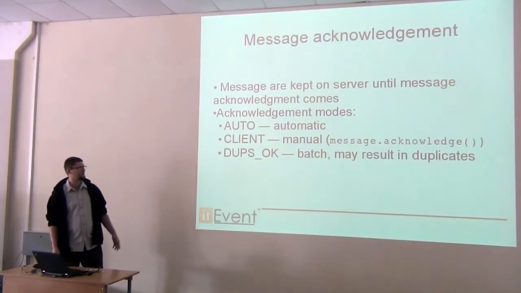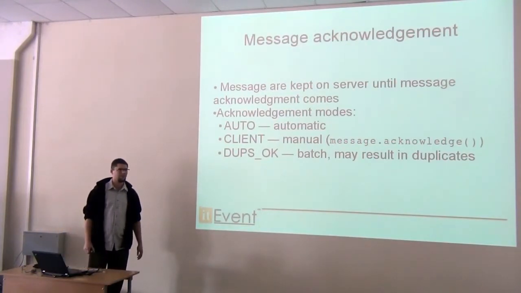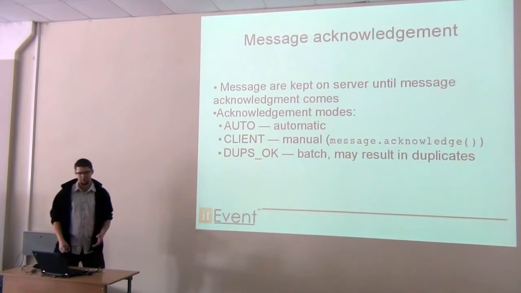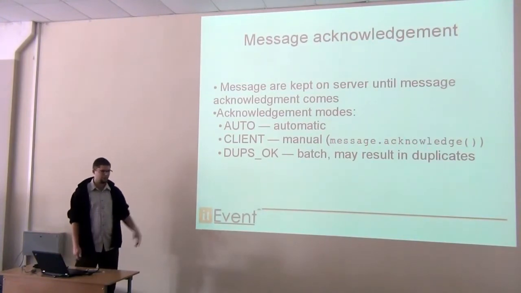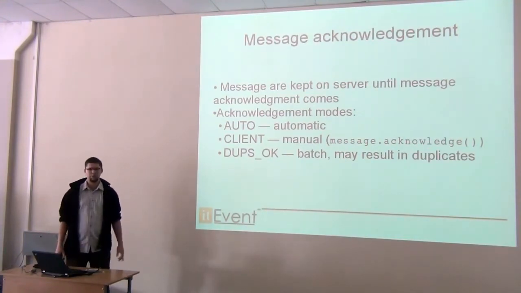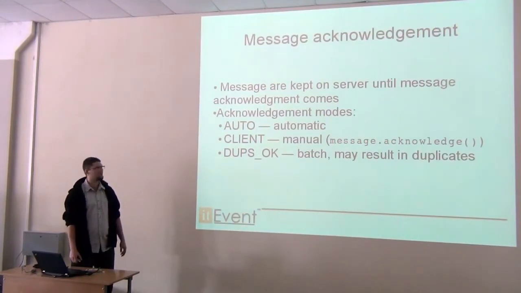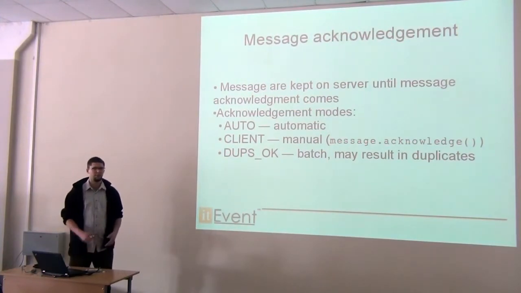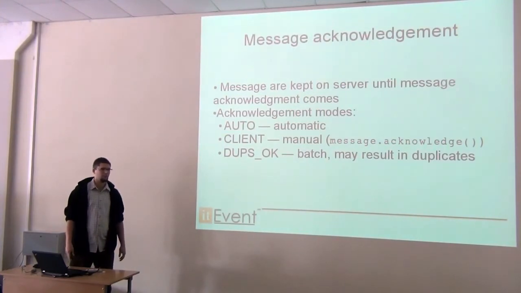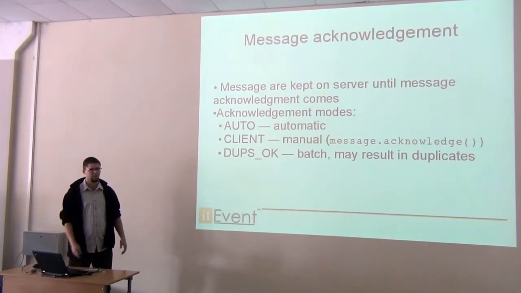First is auto, it's automatic. Generally, automatic should mean that if your method that handles the incoming message doesn't fail, then the message is consumed. But if you use Spring JMS for it, then with auto, the message will be acknowledged even before your method is invoked. So there's a special message acknowledgement mode for it. It's called transactional, I think.